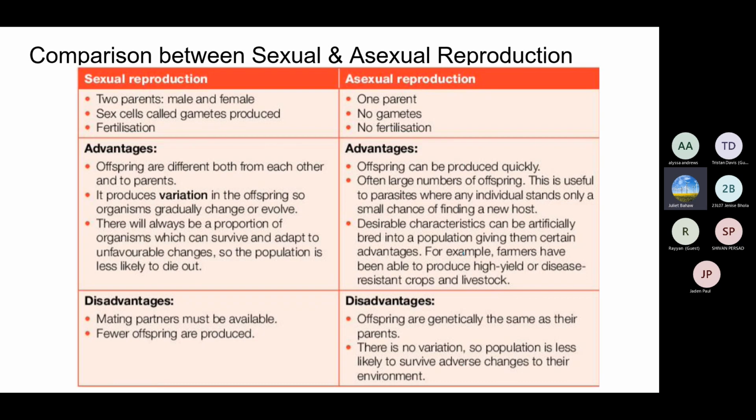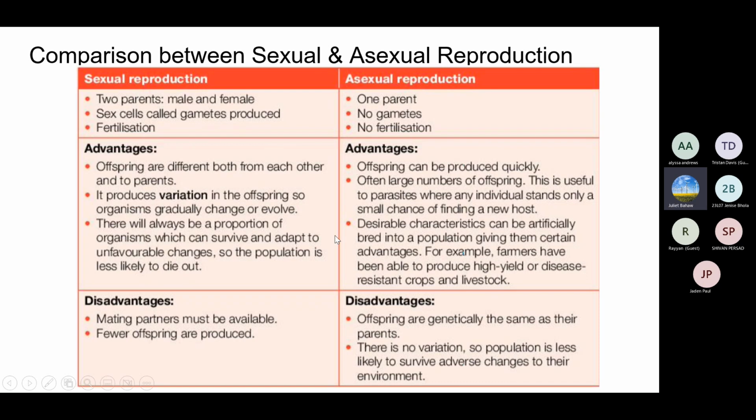And because it's only microorganisms or some plants that can produce through asexual means, they are smaller, so therefore they are able to be produced faster than an animal or a human. Then there's often large numbers of offspring. This is useful to parasites where any individual stands only a small chance of finding a new host. So because the reproduction process is very quick, you can have a larger amount of offspring being produced at a given time.